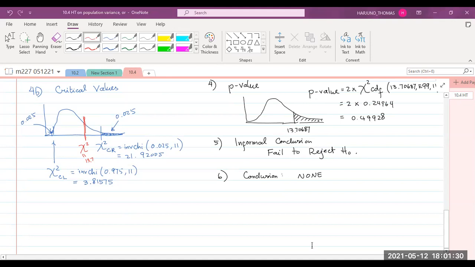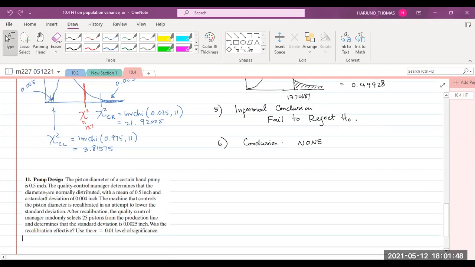Let's say we do number 11. I try not to get a very long question. Number 11. A piston diameter of a certain hand pump is 0.5 inch. Now, the quality control manager determines that the diameters are normally distributed with mean 0.5 inch and standard deviation 0.004.